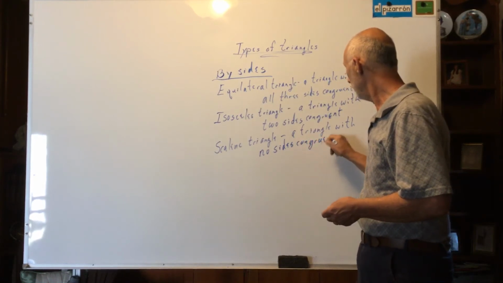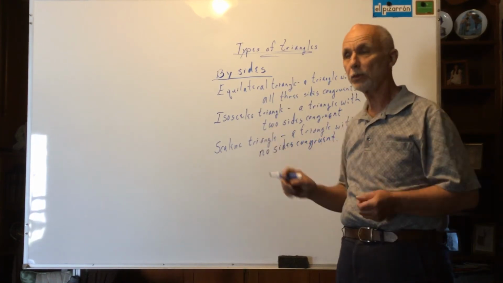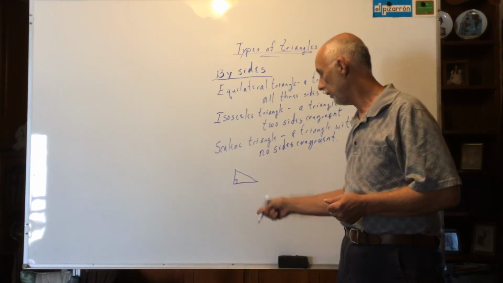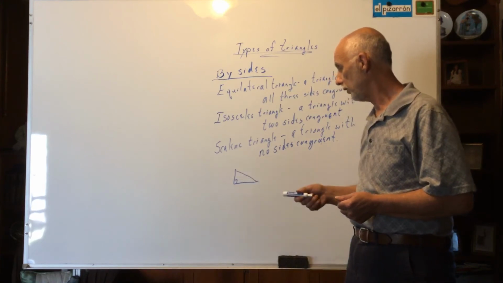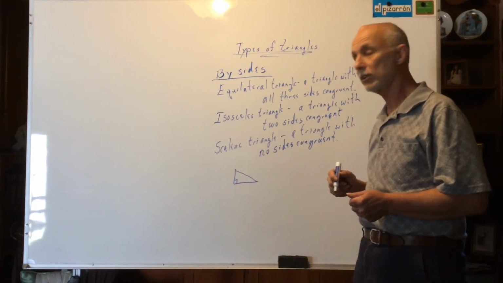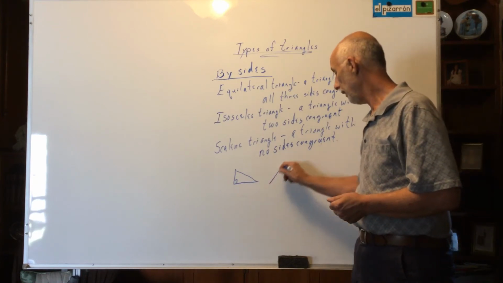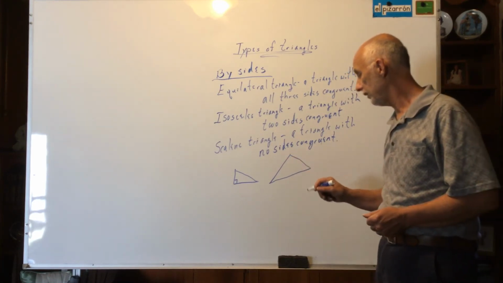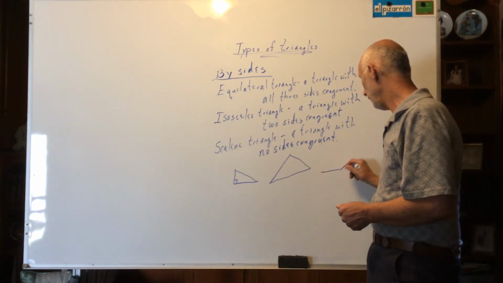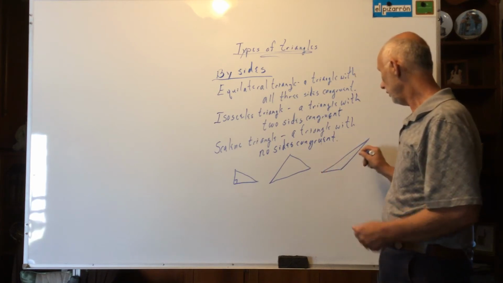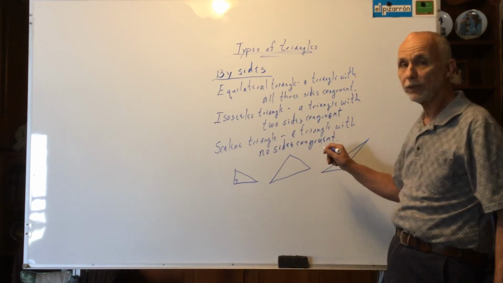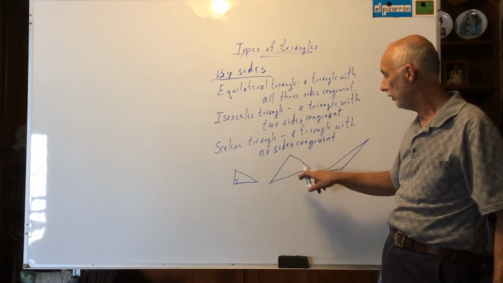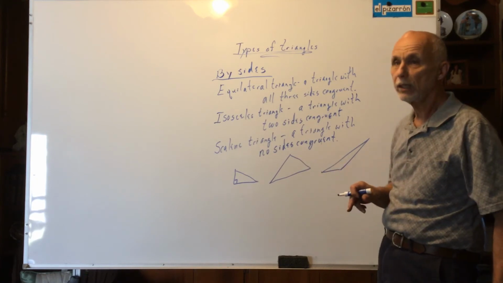So if you see a triangle and there are no line segments through any of the sides, that's what makes it scalene. See, no sides with a line segment through it, no sides congruent, that's a scalene triangle. And again, if you had something like this, no line segments through any of the sides, that's a scalene triangle. And if you had something like this, none of the sides have line segments through them, so that's a scalene triangle. By the way, that's a right scalene triangle, that's an acute scalene triangle, and that's an obtuse scalene triangle.